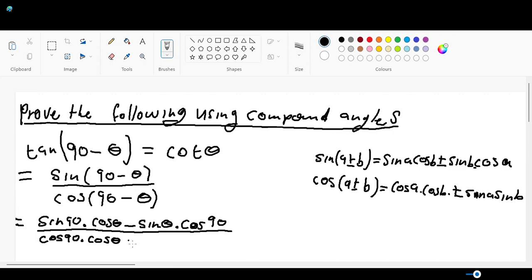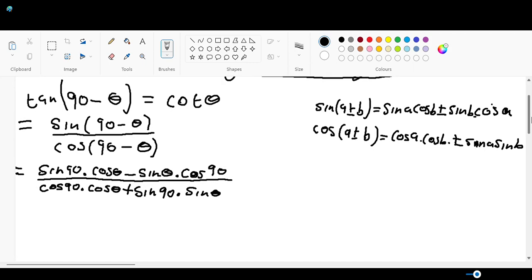Alright, and then since cos, unlike sine, is going to be vice versa: if sine is negative, here it's going to be plus. Please do not forget that, because it's very, very important. And then after that it's going to be sine a multiplied by sine b. In this case, sine a is 90. Sine 90 multiplied by sine theta. So this is how we are supposed to break it down.